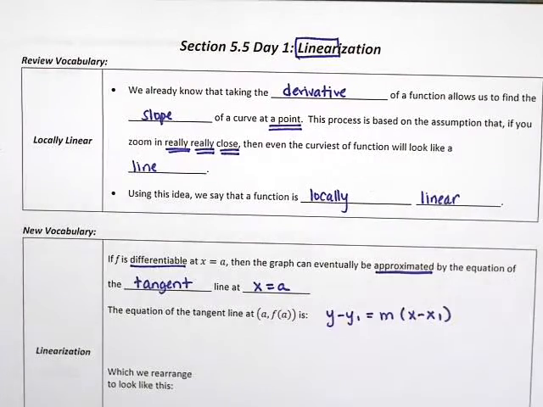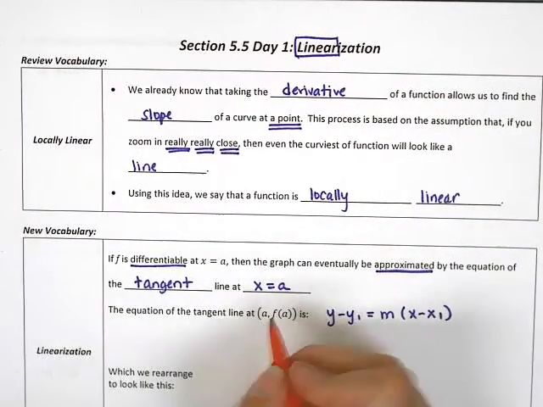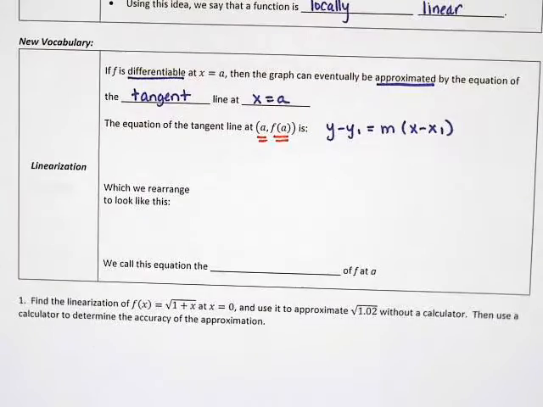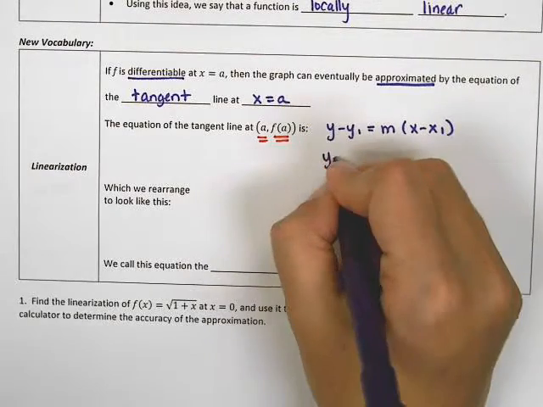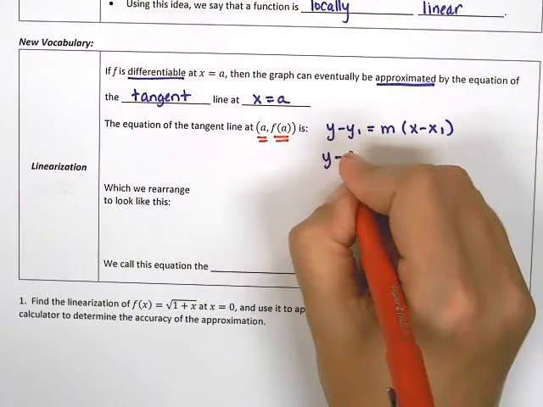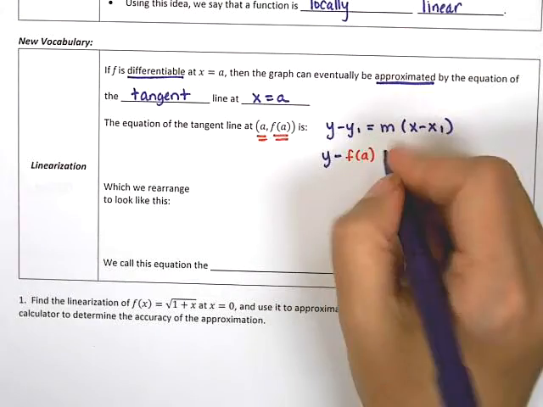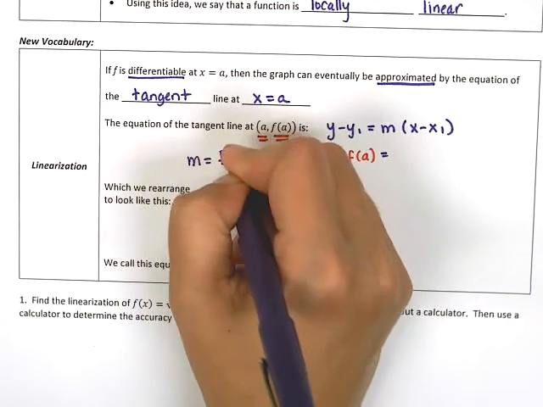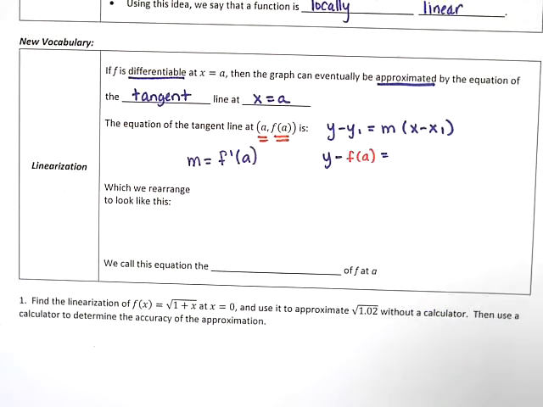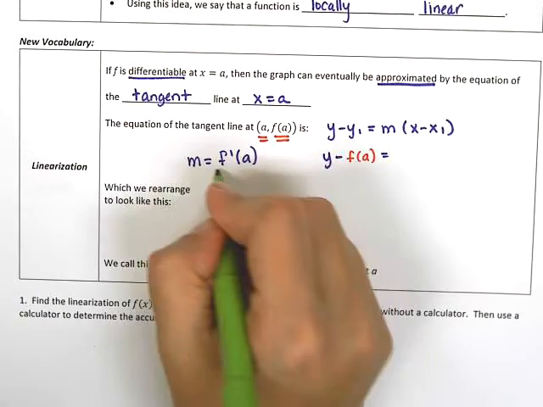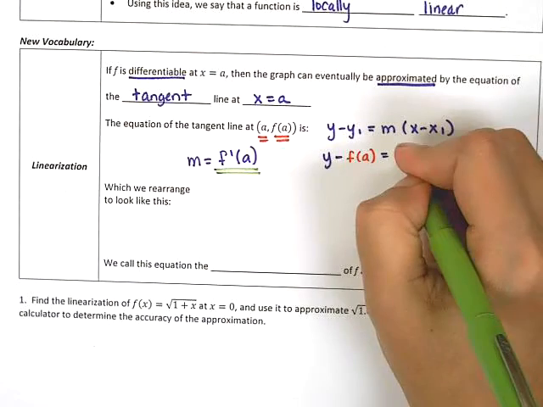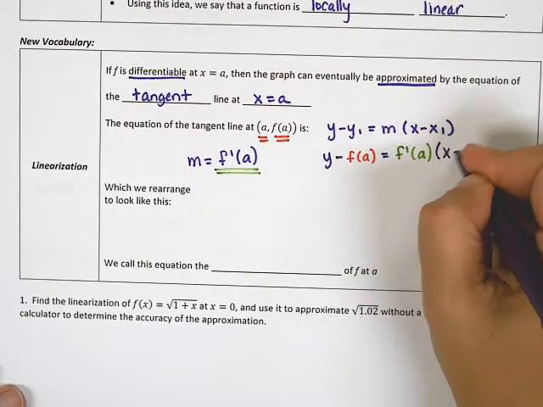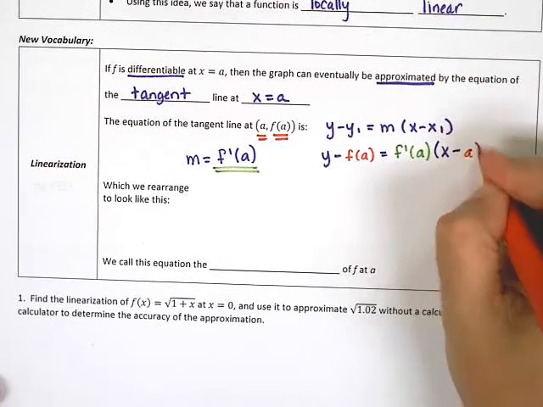So, if we know the equation of a tangent line is y minus y1 equals m parentheses x minus x1, and we decide to call our ordered pair a comma f of a, meaning the y value, then by substituting that back in, we would have y minus f of a equals, instead of m, let's call that f prime of a. F prime meaning take the derivative there, because derivatives are how we find slopes of tangent lines. Parentheses x minus, and we're calling the x value a.